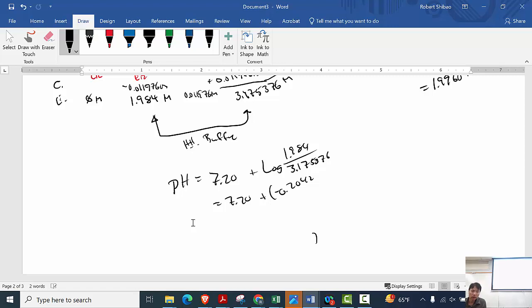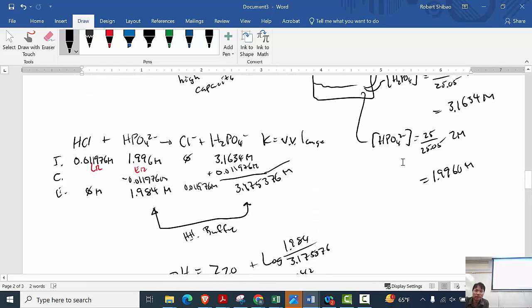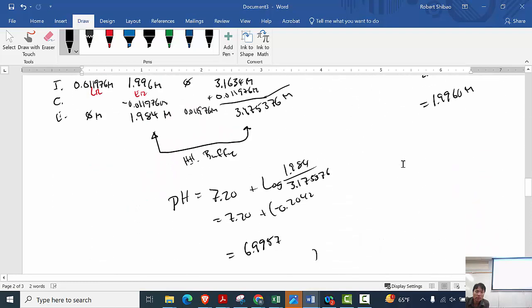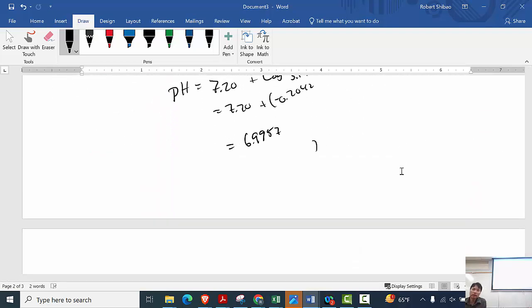Plus 7.2. And I get a pH of 6.9957. Okay, then I'm going to round this to 2 sig figs. My pKa was only good to 2 sig figs. Rounding this to 2 sig figs, I'm going to get 7.00. So did the pH change significantly? No. Negligible change.